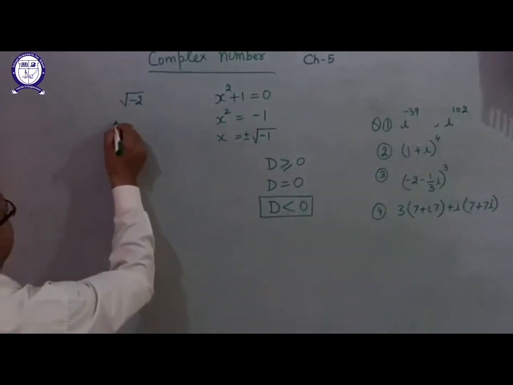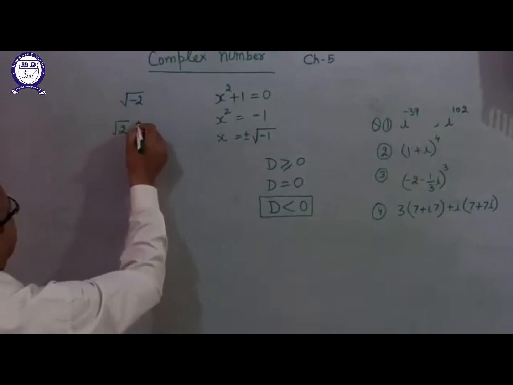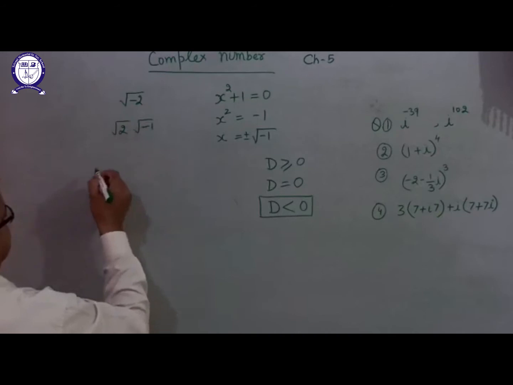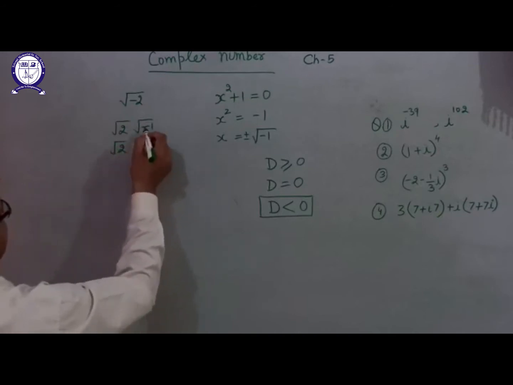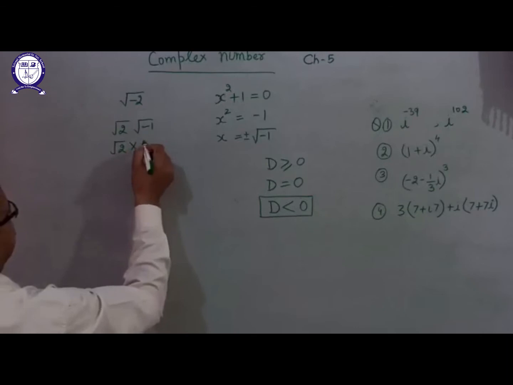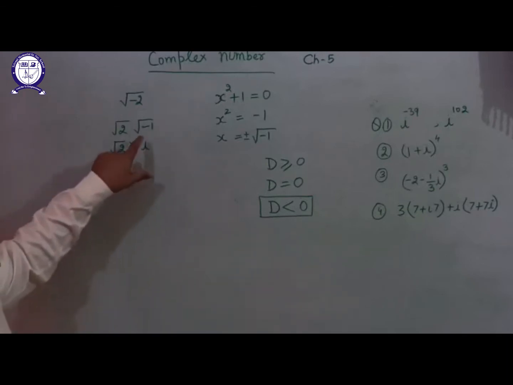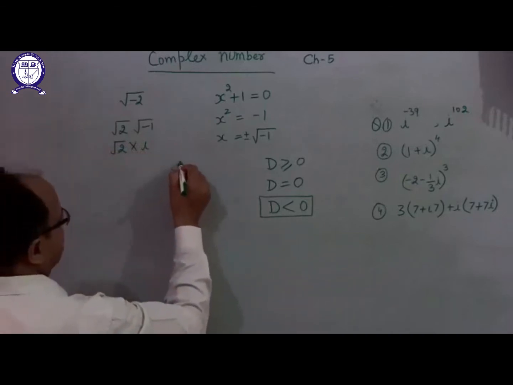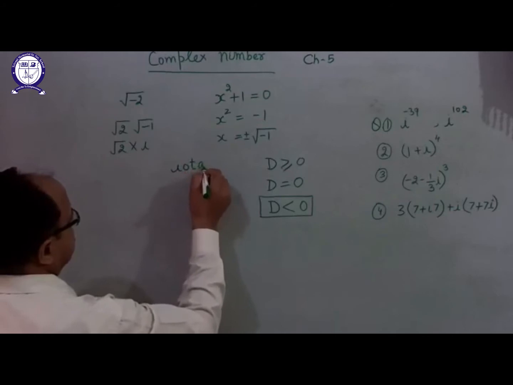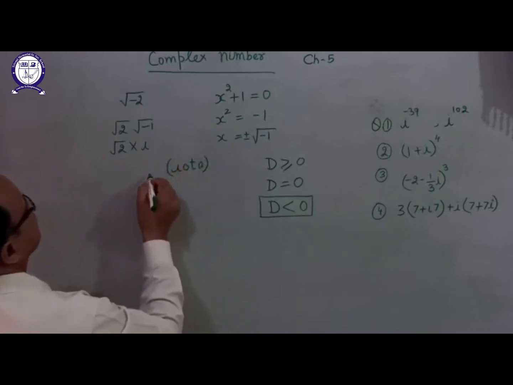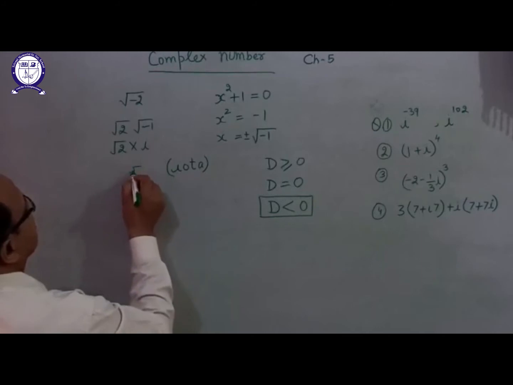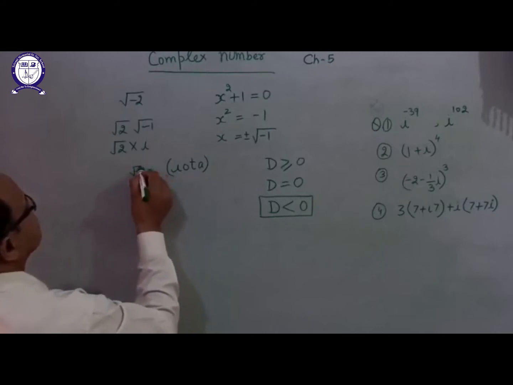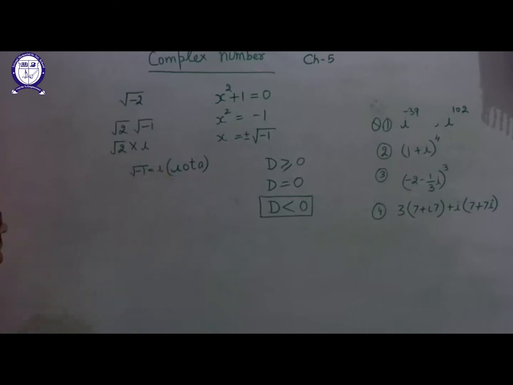Therefore you can write like this: root 2 into root minus 1, and root minus 1 is called iota. We represent root minus 1 by iota. This is the symbol iota, I-O-T-A. Clear? And here root minus 1 is equal to iota. Clear?